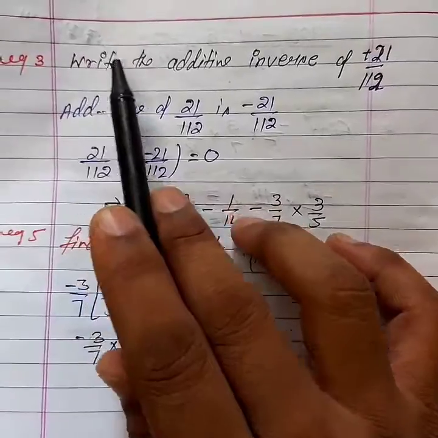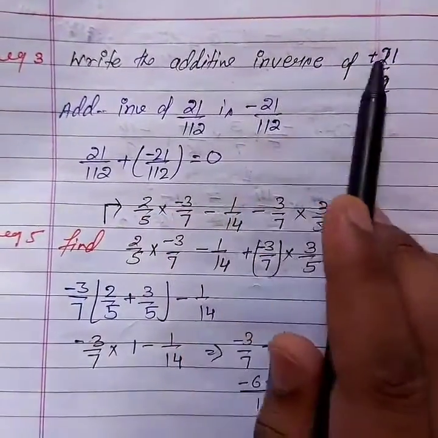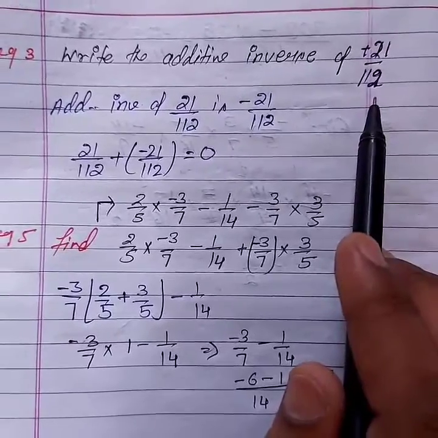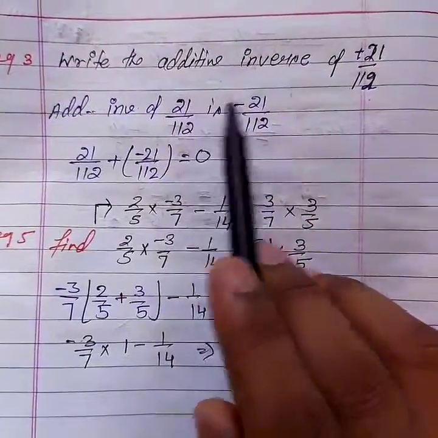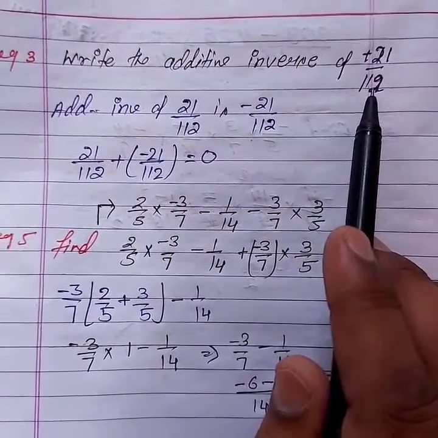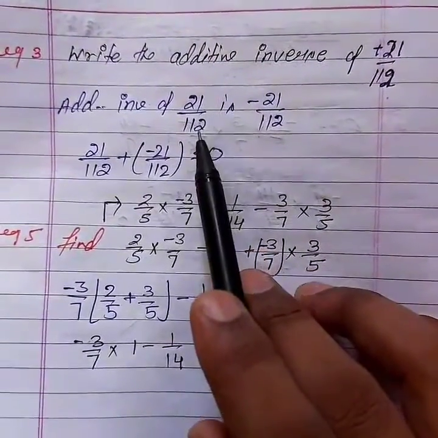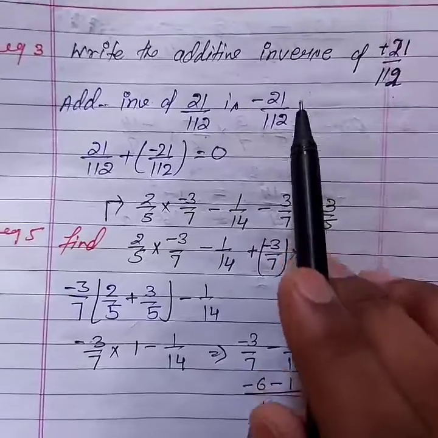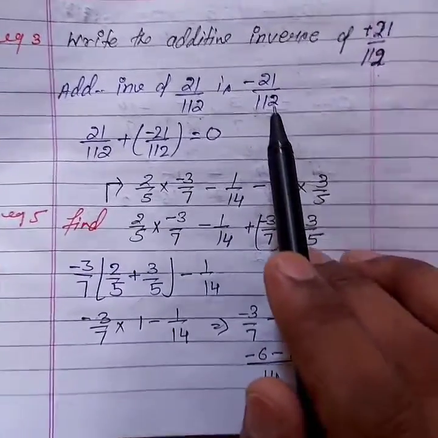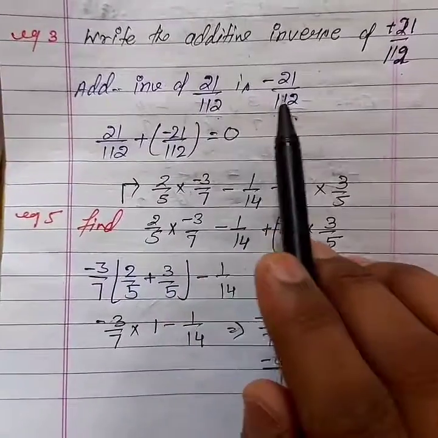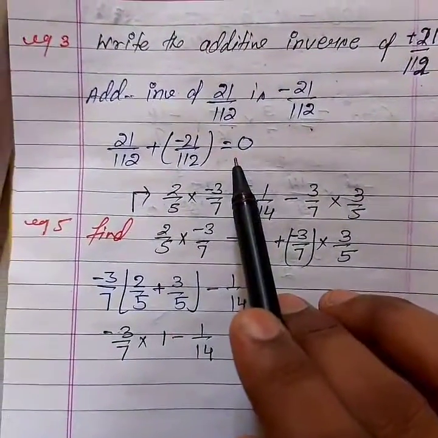Now third example: write the additive inverse of +21/112. When we find the additive inverse, the sign of the numerator is always changed. So the additive inverse of 21/112 is −21/112. Then when we add the number and its additive inverse, we always get 0.